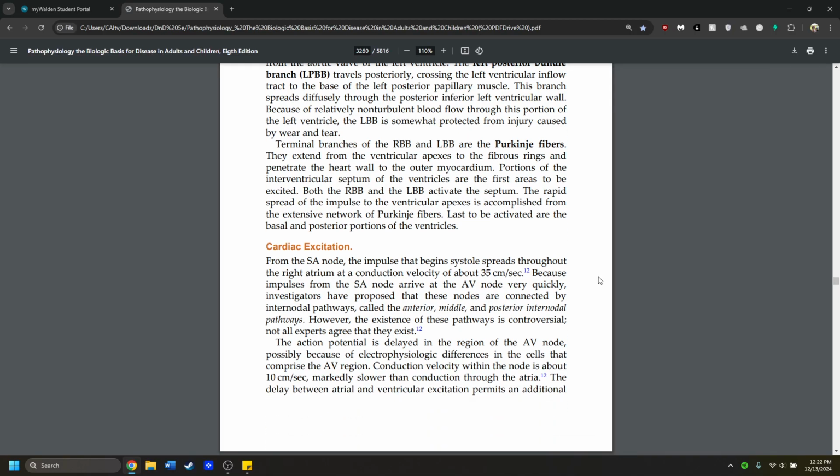Terminal branches of the RBB and LBB are the Purkinje fibers. They extend from the ventricular apexes to the fibrous rings and penetrate the heart wall to the outer myocardium. Portions of the interventricular septum of the ventricles are the first areas to be excited. Both the RBB and LBB activate the septum. The rapid spread of the impulse to the ventricular apexes is accomplished by the extensive network of Purkinje fibers. Last to be activated are the basal and posterior portions of the ventricles.